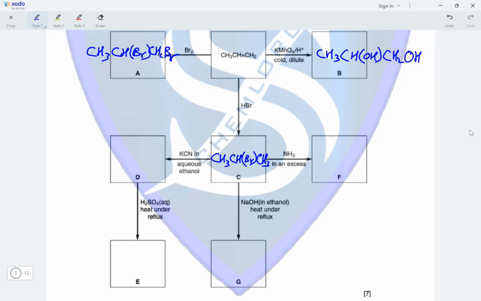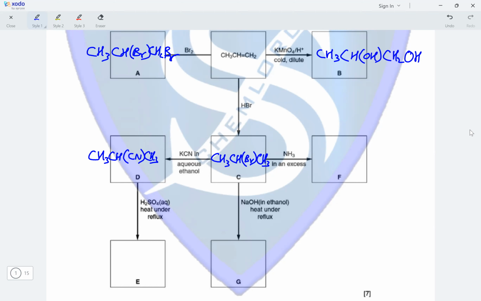Now, 2-bromopropane on the left reacts with KCN in aqueous ethanol. So this is nucleophilic substitution in which we will have the bromine atom replaced by the nitrile group. So the product would be CH3, CH, CN, and then CH3. So the halogen alkane is converted into a nitrile.